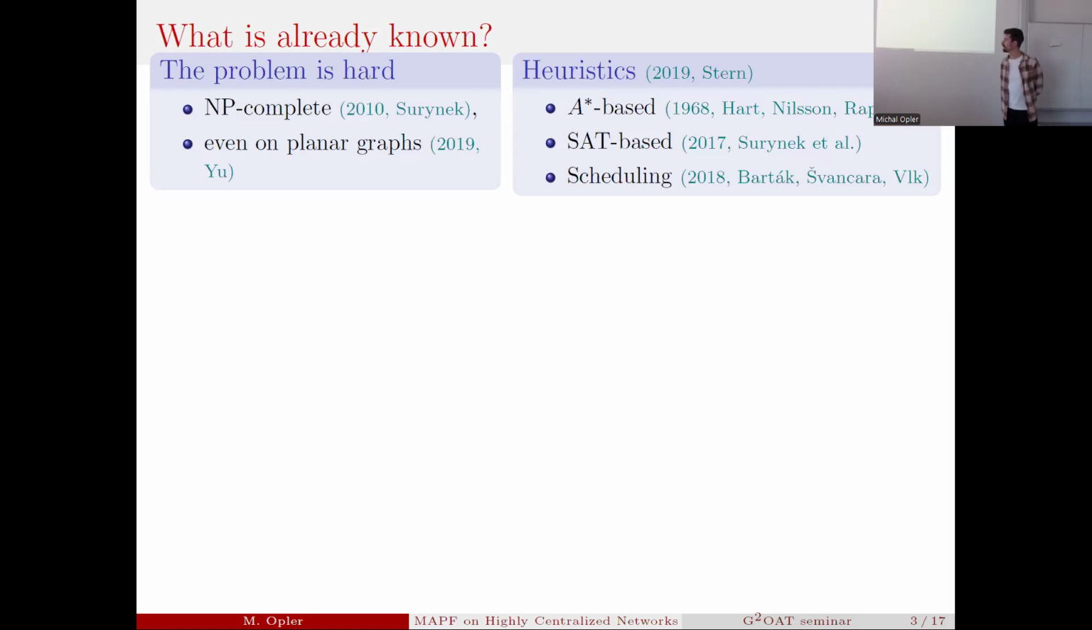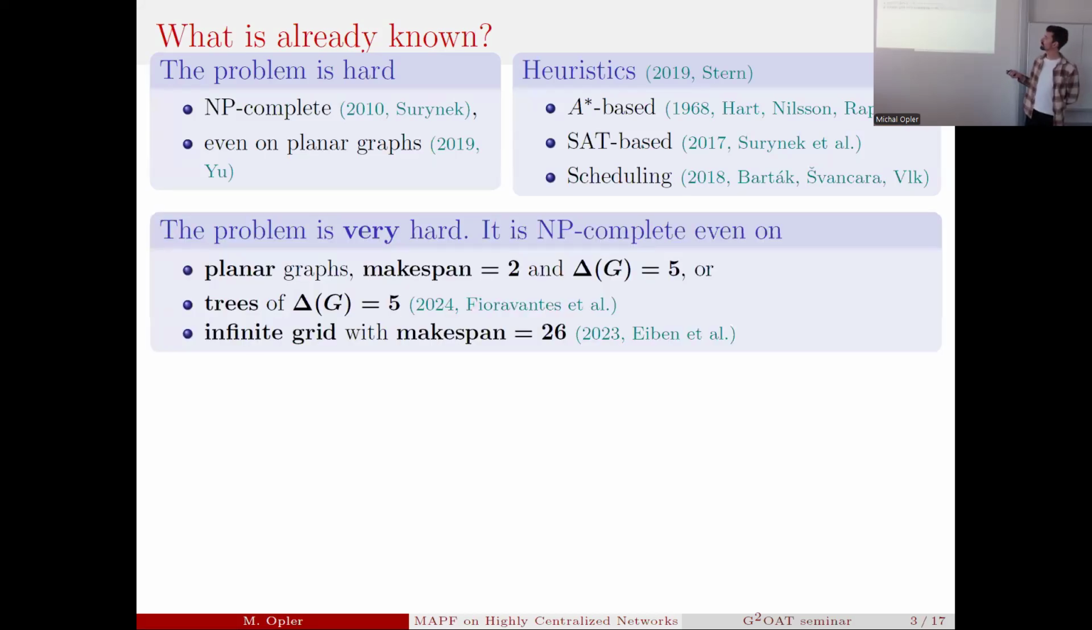We supported this recently, and other authors supported it by showing that it's even much harder. It's not just planar graphs, but planar graphs even if we are asking whether the makespan is just 2, whether we can route the robots in 2 steps. I like to point out that in 1 step, it's very easy because you don't have any choice. You just see whether there is any collision happening, and if not, then it's doable. So even for makespan 2 and max degree 5, it's hard, and it's hard on trees, even on trees with bounded degree, which we showed last year.